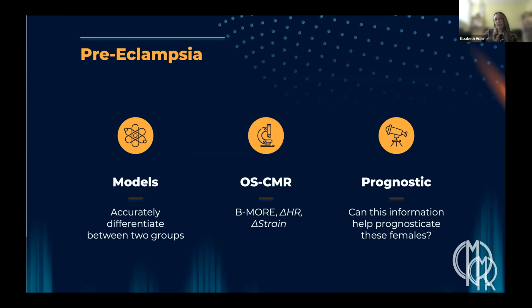And the second thing is that OS-CMR can play a huge role in this, in detecting subclinical evidence of microvascular dysfunction, specifically endothelial dysfunction, with these vasoactive breathing maneuvers. And in the future, can this information help prognosticate these females after they've had these episodes of preeclampsia in pregnancy? So I hope that was brief enough for you, Matthias, but I think that we're both very excited about this collaboration. Thank you very much, Liz, for running us through that data set.